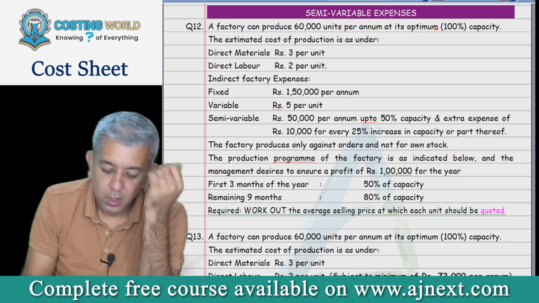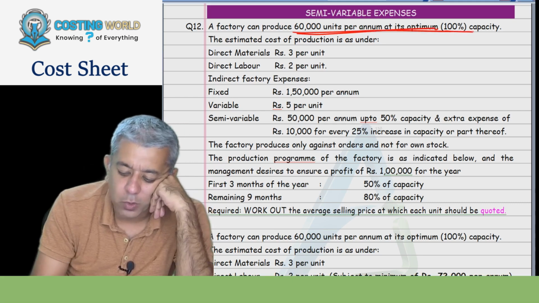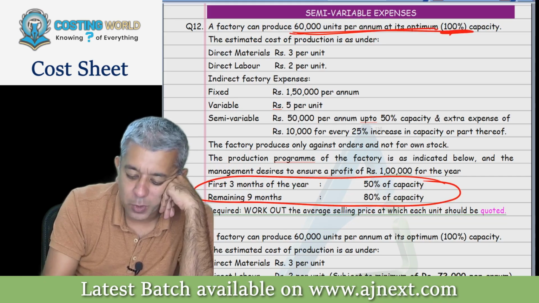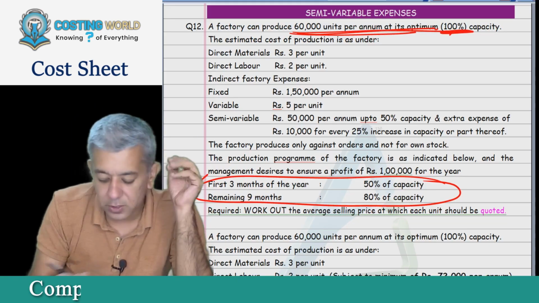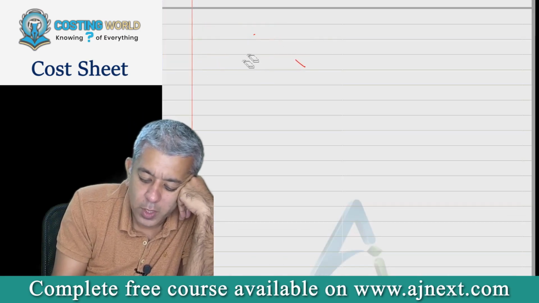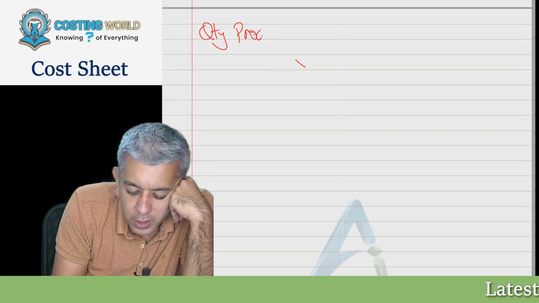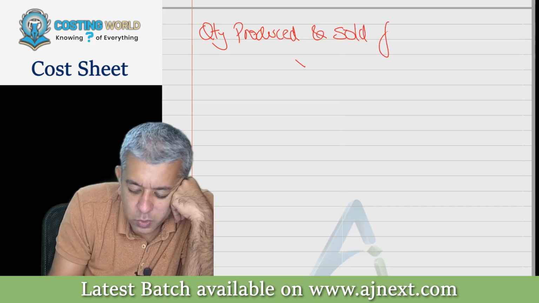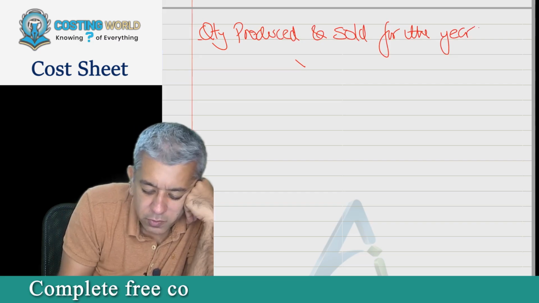Okay, listen. Our max capacity is 60,000, but we are not going to be working at 100%. This is the program below. Based upon this line and this line, we are trying to find out how much we are going to be producing this year. Please give the title: Quantity produced and sold for the year.